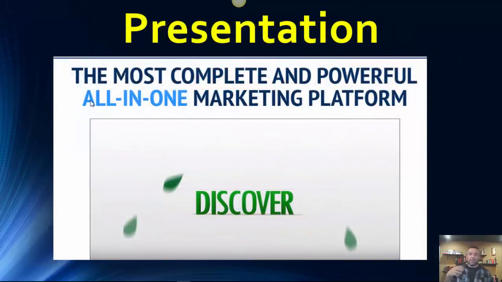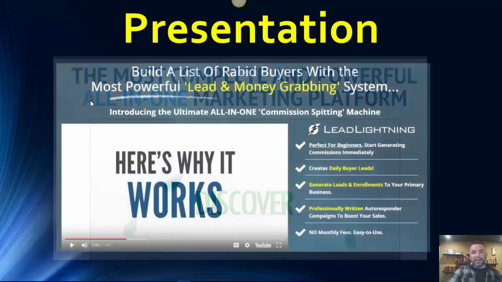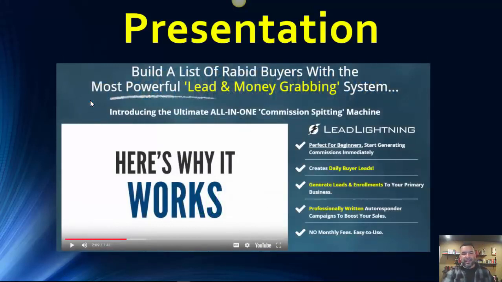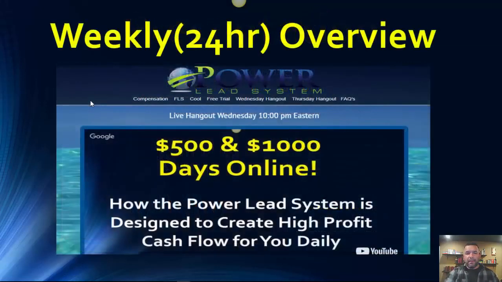Now what happens next is they get to the presentation page. I showed you the lead lightning. This is one of the Power Lead System presentation pages. It has all the data there, all the information for people to review to make a buying decision. Watch a video, click a button, they buy it. Here's the one for lead lightning. Here's why it works. Read through that, great copy.